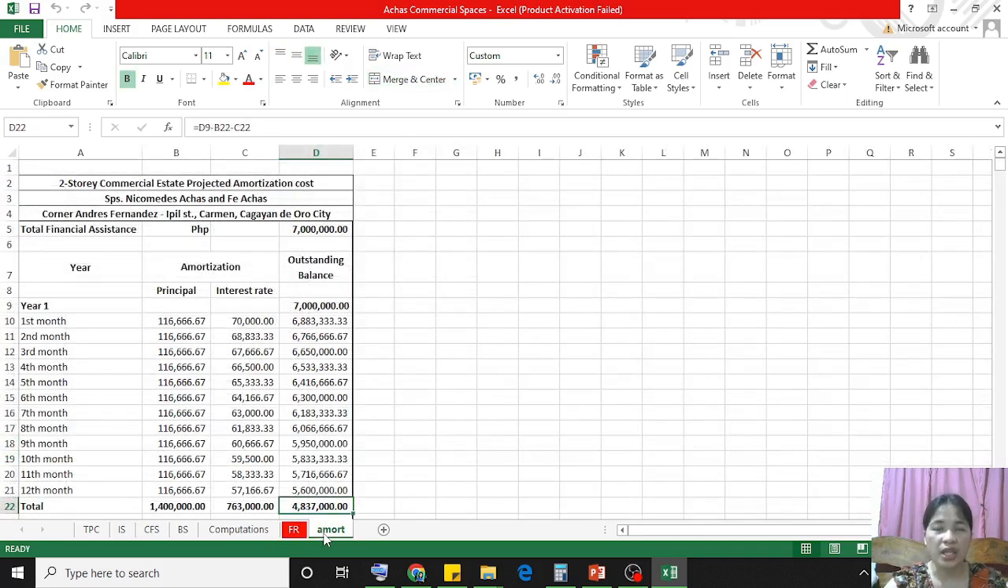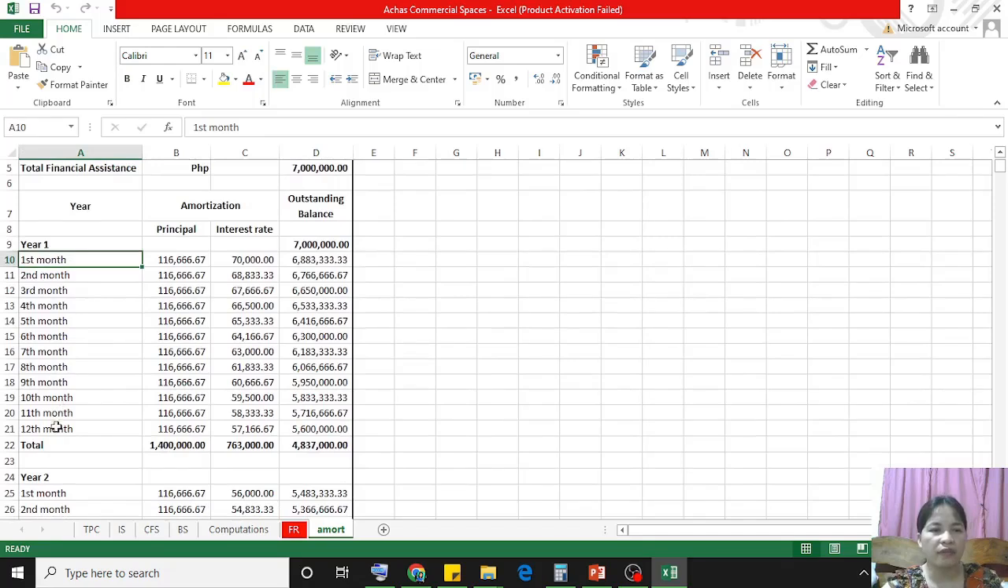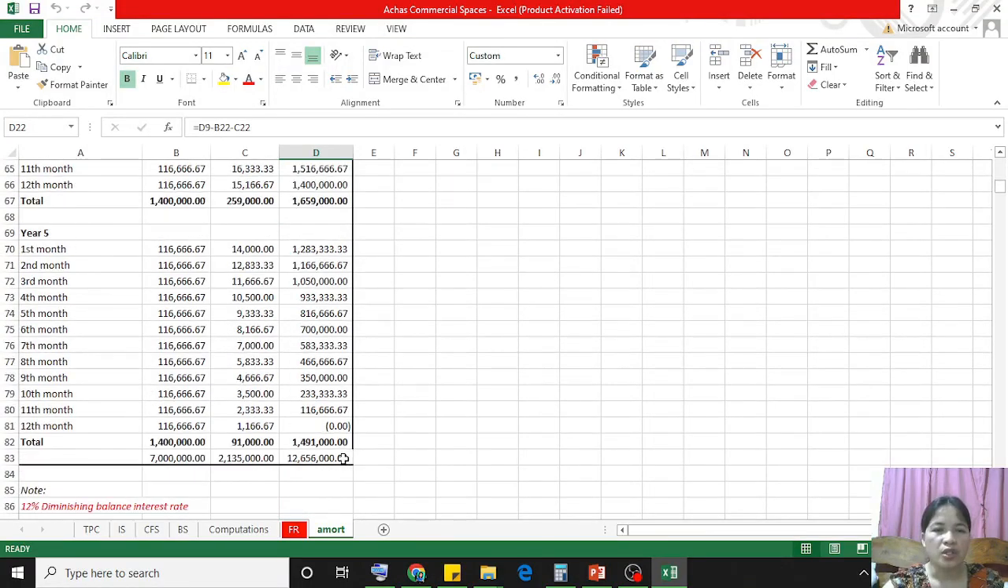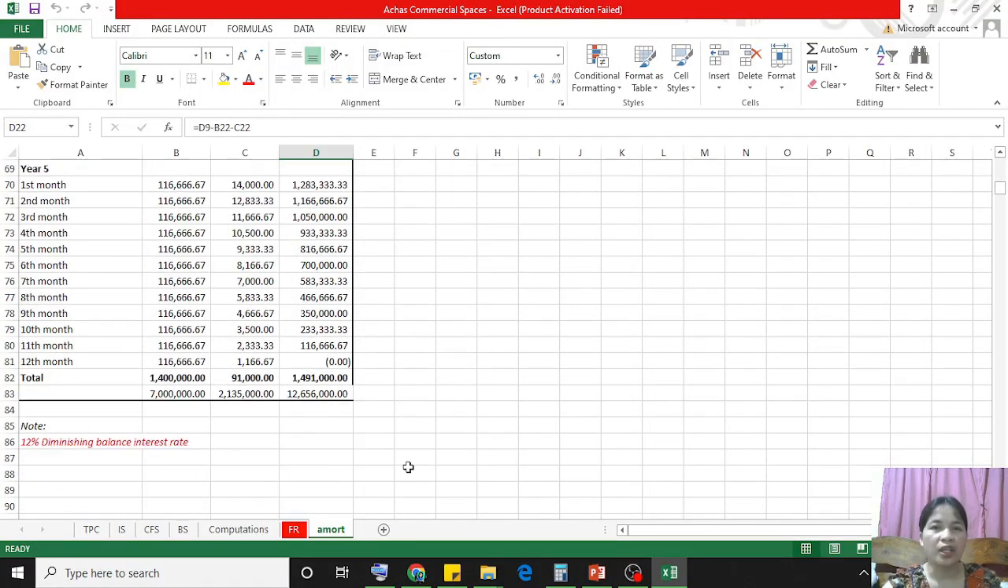And the last sheet contains the amortization. We can see here the repayment schedule for loans and financial assistance. So how much will you repay for the first month? As you can see here, first year, first 12 months. So the total amount is 4.8 million that is already including interest. And the second year, the third year, so on and so forth until you totally repay the loaned amount.